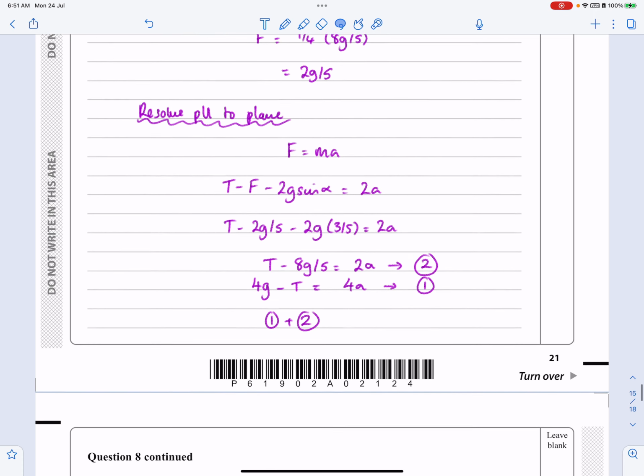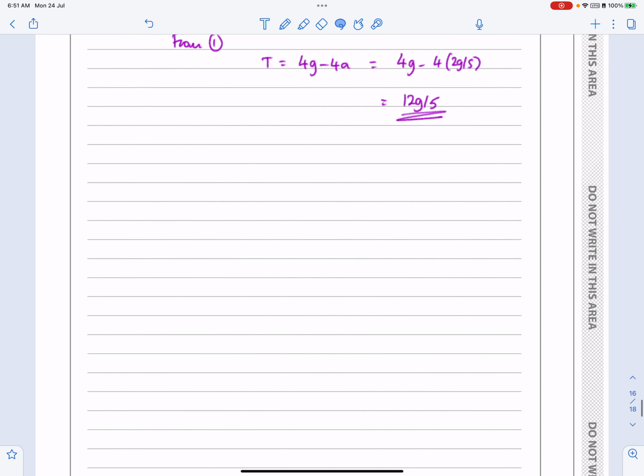So I've explained that to you. I've now got to explain to the examiner what's going on. So I'm going to say for part B, for motion of A while the string is taut.